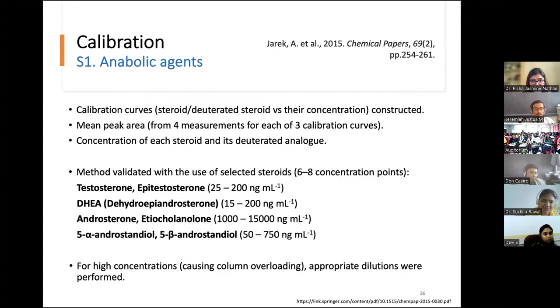Drug names are anyway not nice to hear and learn. But what is important here, they have used different internal standards, and they have used different drugs to plot these calibration curves, just to avoid any discrepancy in the future. Okay.